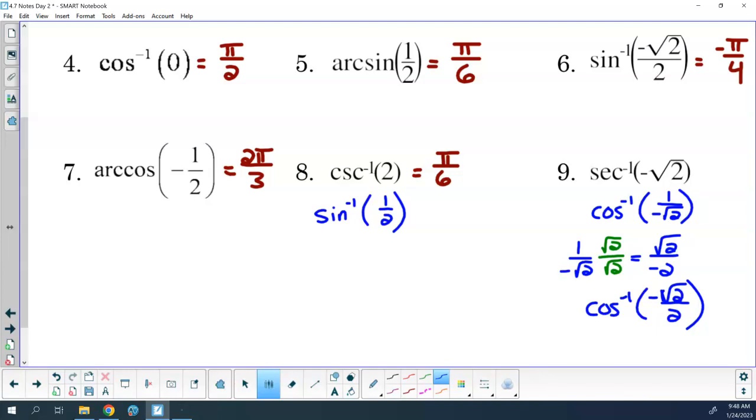So that's really the inverse cosine. So cosine, I'm looking where in the unit circle? Top half. So where on the top half is cosine negative root 2 over 2? Three pi over 4. So this one is 3 pi over 4. Okay. Questions on either one of those?